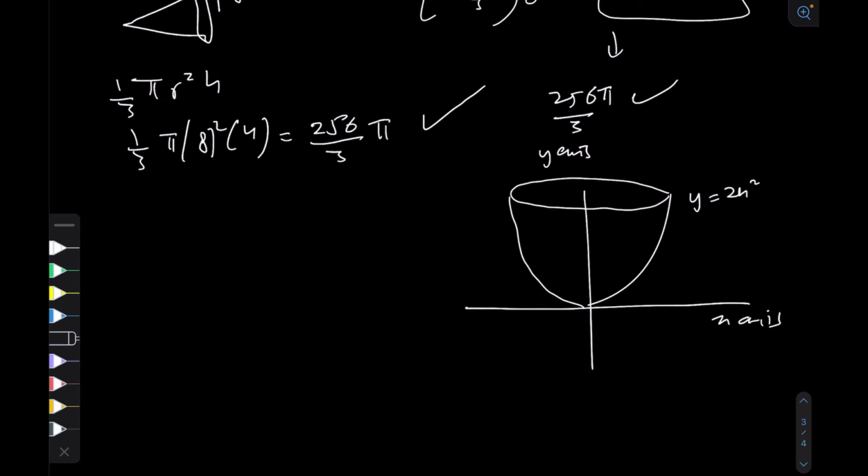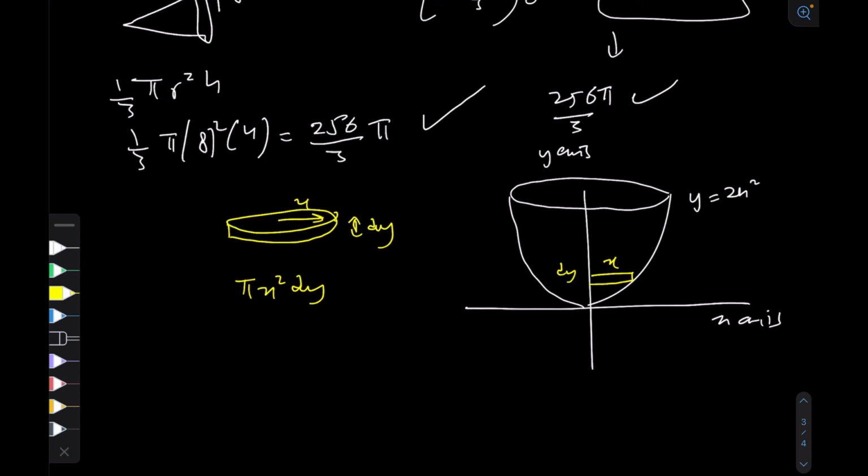Now what you would have to do is take some changes in y, and the height would be x at that point. So at any point I would get a cylinder like this, and its radius will be x and width will be dy. So I can take the volume of this, which would be pi x squared dy, pi r squared h, and this is the volume of one section.